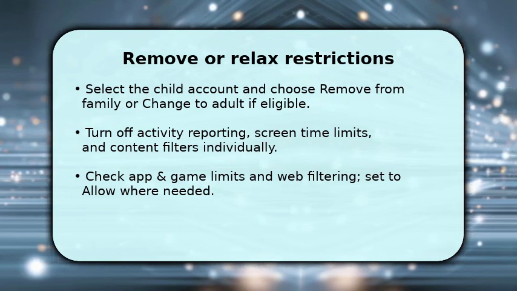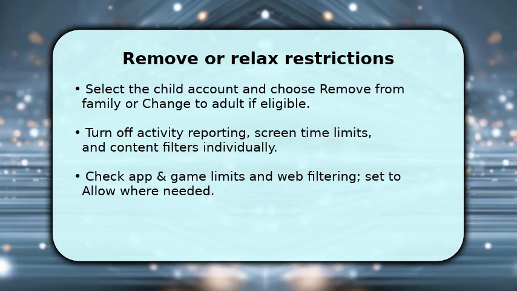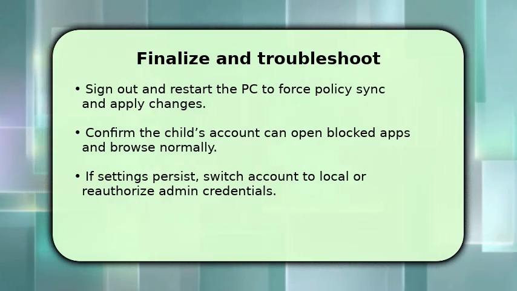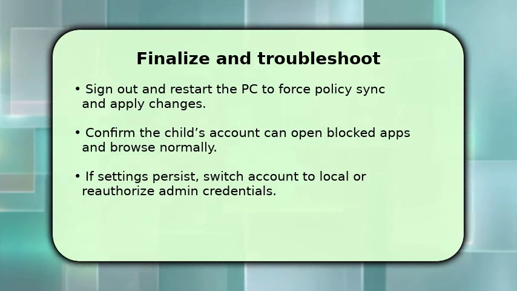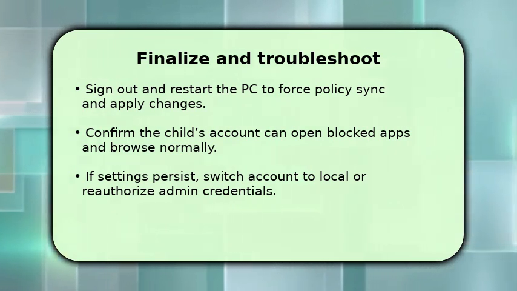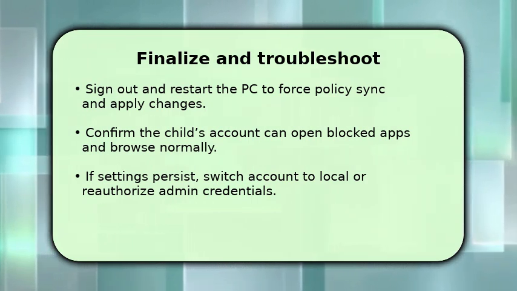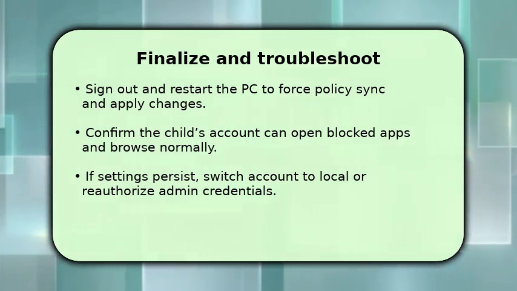To finish, sign the user out and restart the PC. This forces Windows to refresh policies and apply your changes. Then sign in as the child and verify previously blocked apps, sites, or time limits are gone. If restrictions remain, make sure the account isn't still tied to Microsoft Family Online. Remove it from account.microsoft.com/family or temporarily change it to a local account.